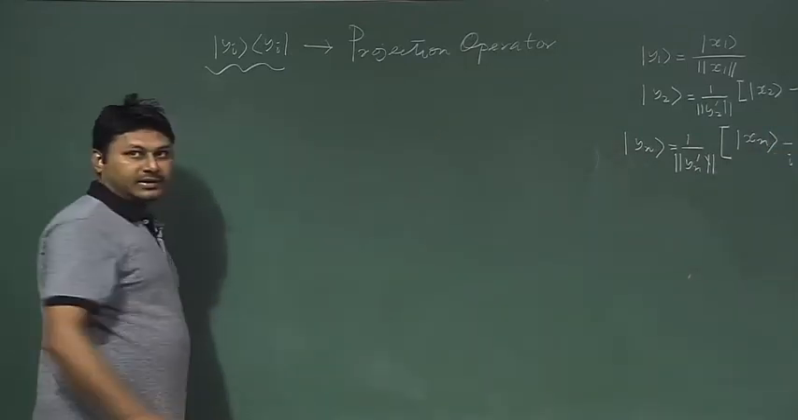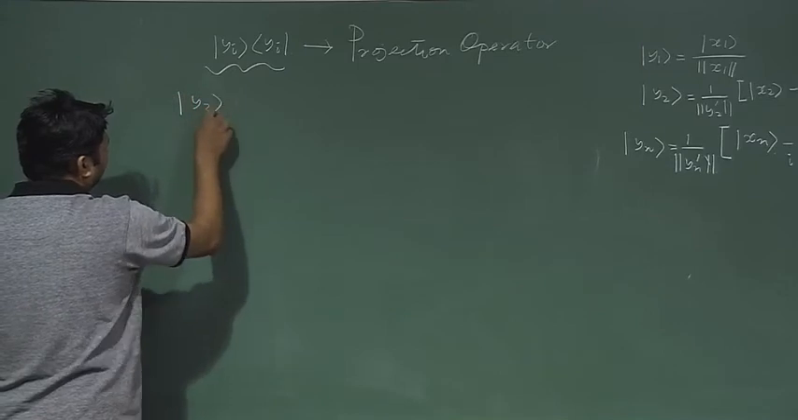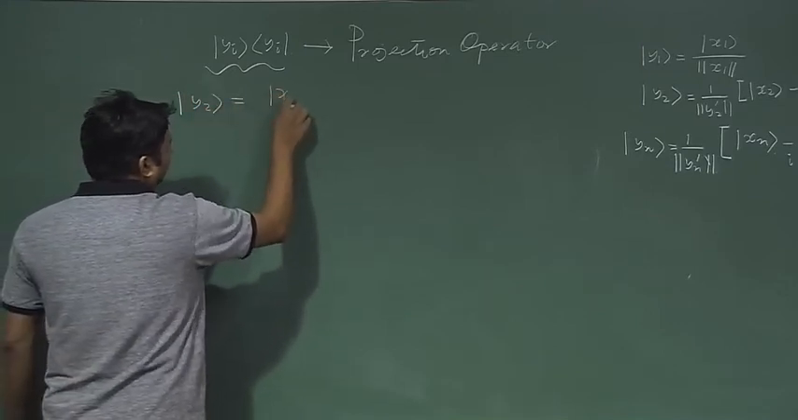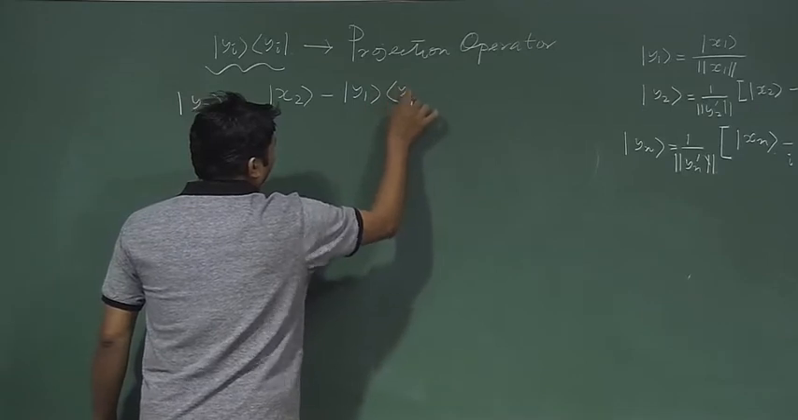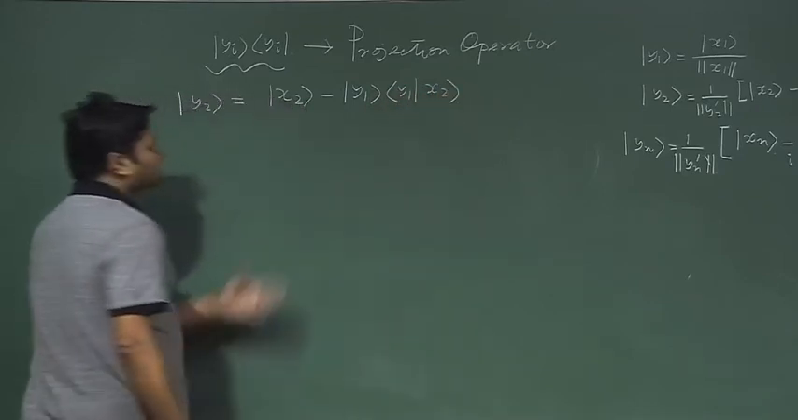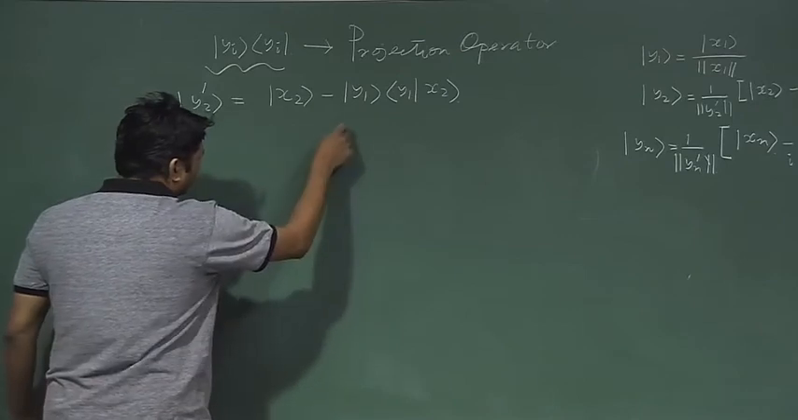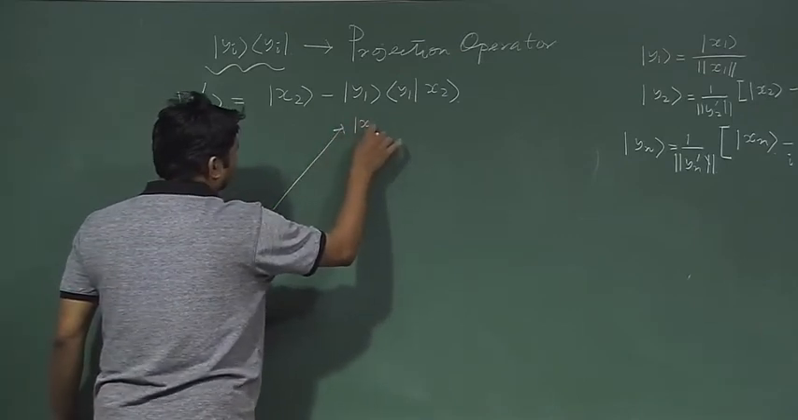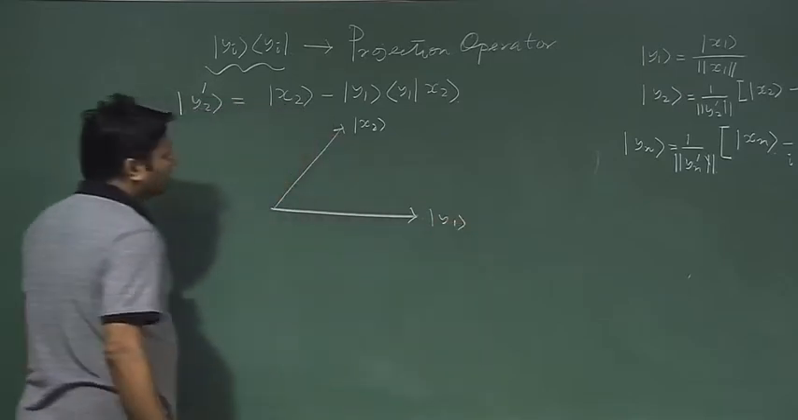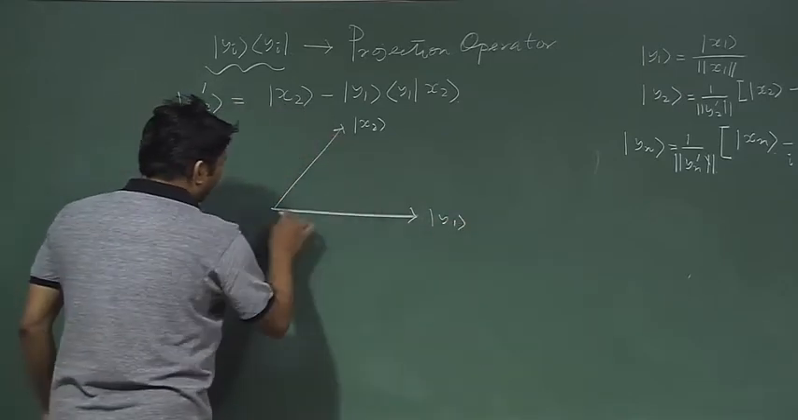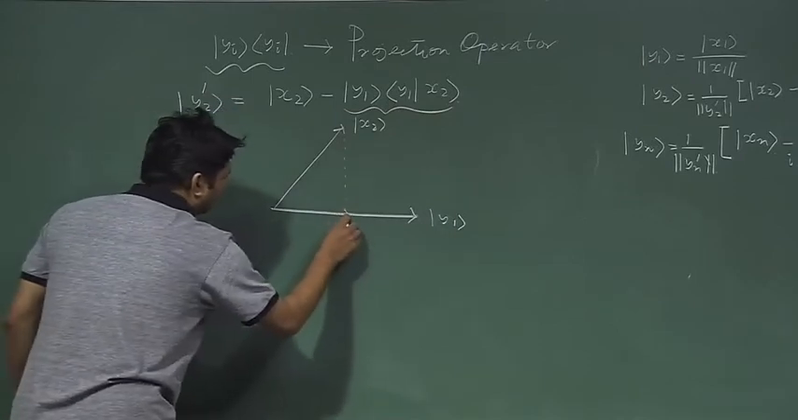So this equation was y2 prime equals x2 minus y1 y1 x2. How to calculate y2 prime? My x2 was in this direction. Say this is the direction of my y1. So this vector is x2 minus the projection. The projection, I just say, is this vector here.